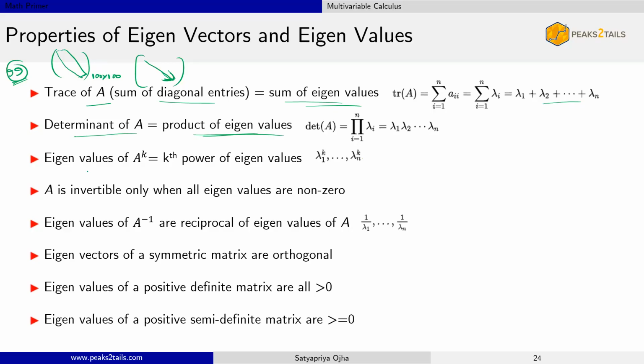Cool. Next, eigenvalues of A to the power k, so a matrix multiplied by itself k times, are the kth power of the original eigenvalues. So if I take the matrix we had, A, and take A square, the eigenvalues of A square would be 1 and 9.